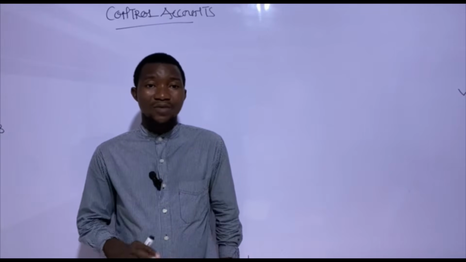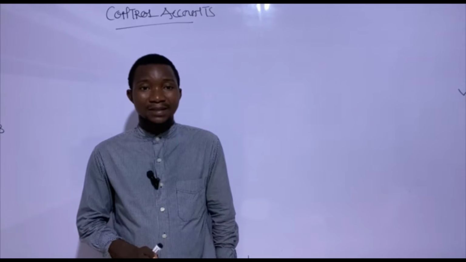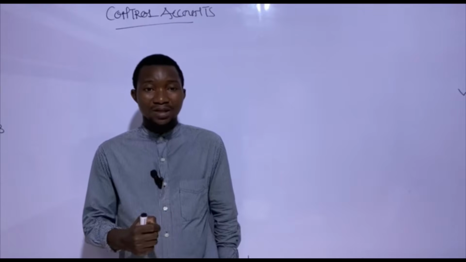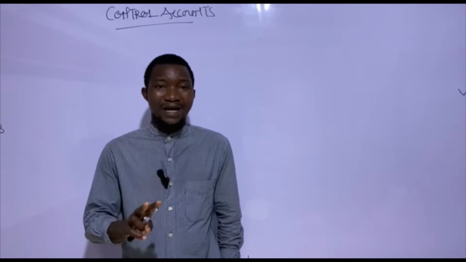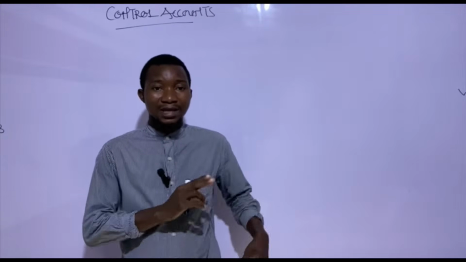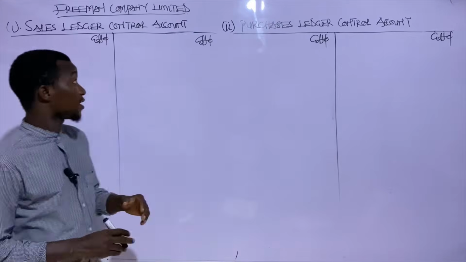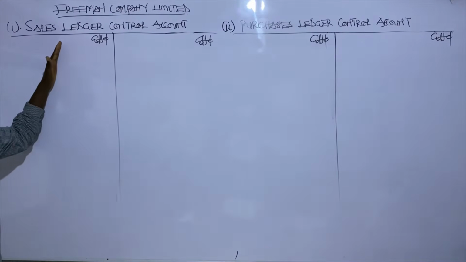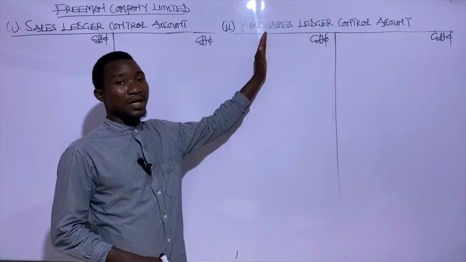To begin with, we begin with the name of the company, that is Freeman Company Limited. Then we proceed to look at our requirements. We are asked to open two different accounts, sales ledger control account and purchases ledger control account. So let's see how this will be presented. This is the first requirement, the sales ledger control account, and the second requirement is the purchases ledger control account.